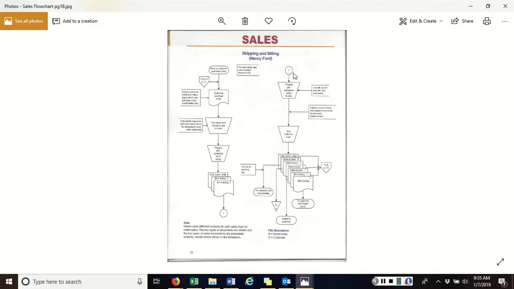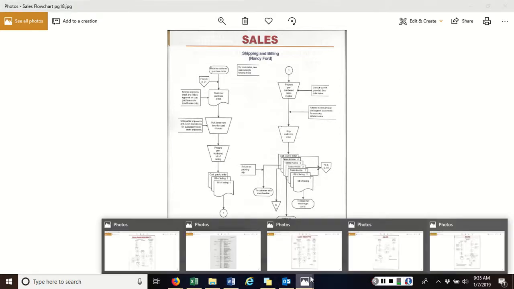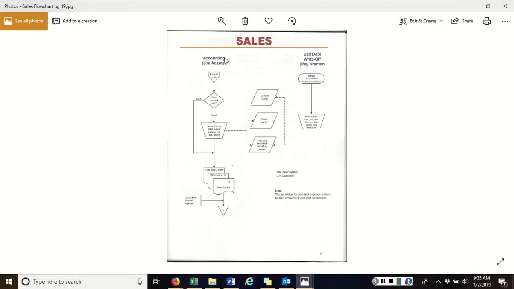We'd come up to the top of the next column and we'd make an invoice. And we'd send the customer the product and the invoice. And we'd have a whole bunch of documents then for making that invoice. And then once we go over to the other flowchart, then we can do the accounting.